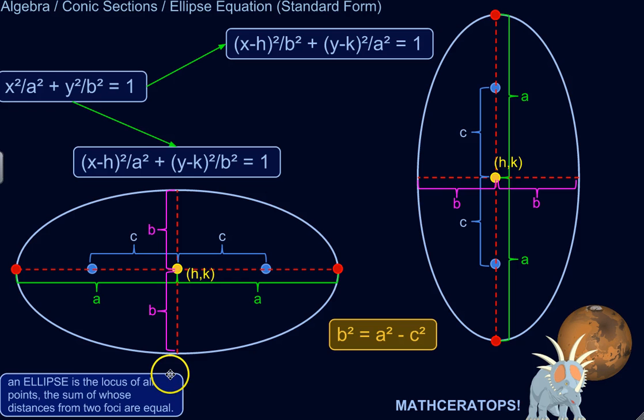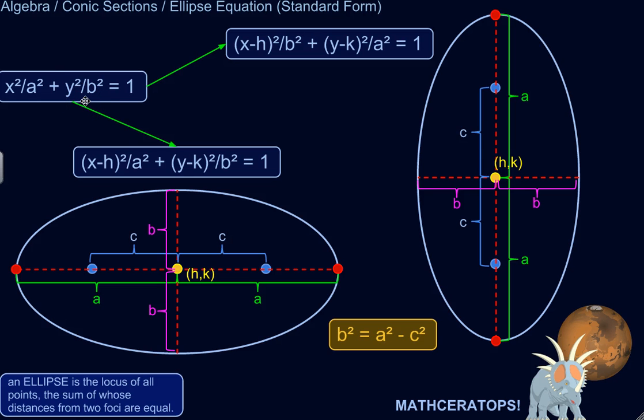So if you take that definition and work out the math, so that you figure out all the points whose sum of distances to two foci would be equal, what you get is the standard form of an equation for the ellipse. There's a general form: x squared over a squared plus y squared over b squared equals 1. And this assumes that the ellipse is centered on the origin.